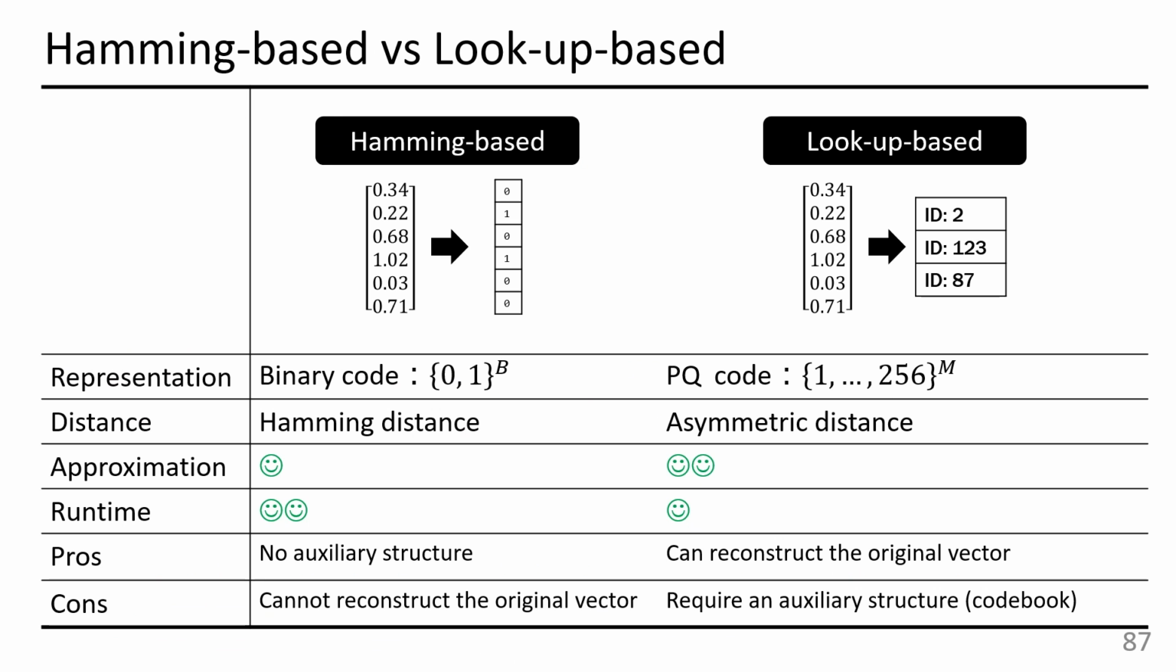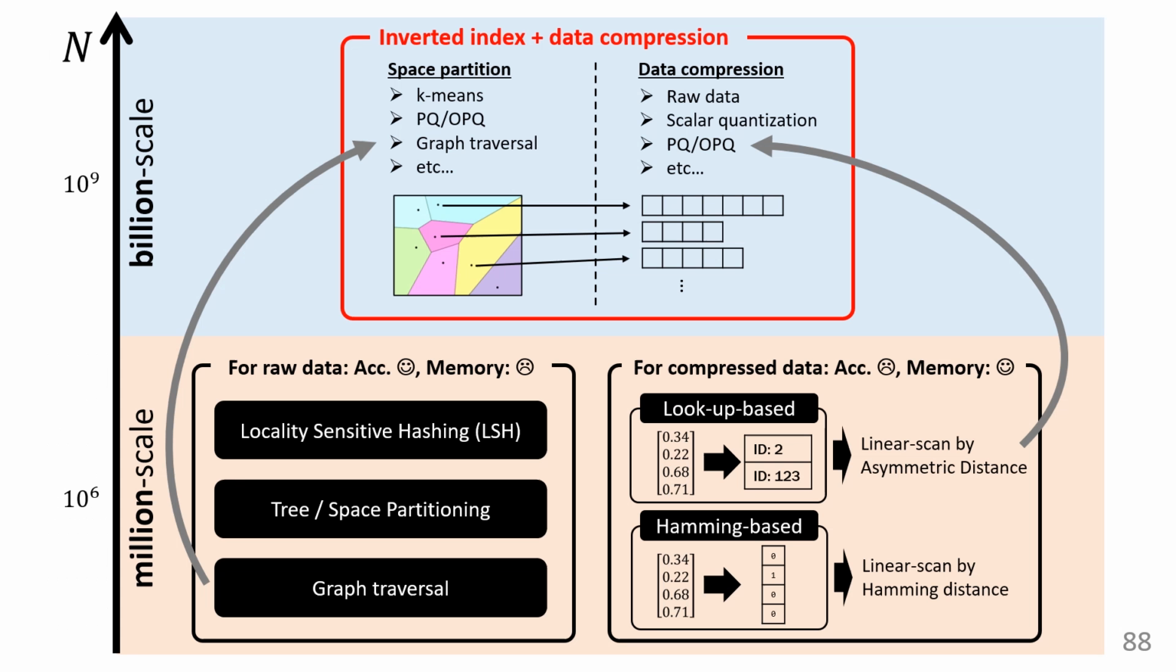This is a relation between the Hamming-based method and the lookup-based method. Actually, they are kind of in a brother relationship. So if you have interest, please take a look. Okay, then we finish the million-level topic. Now let's move to billion-level search. So again, it is an inverted index plus data compression.